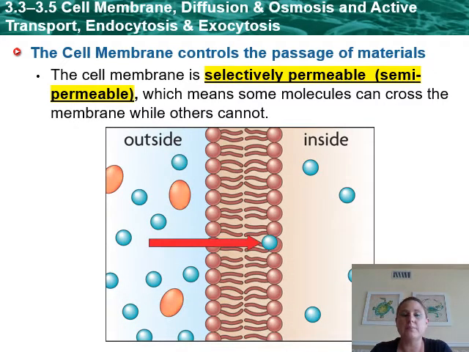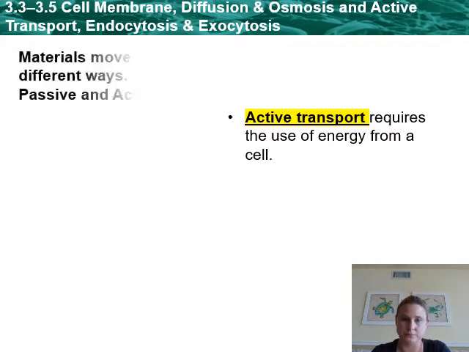We call the cell membrane selectively permeable, or sometimes they refer to it as semi-permeable, which means that some molecules can cross while others cannot. So it keeps things from crossing. It allows some things to go through, keeps other things out. This is super important for you to remember. The cell membrane is a phospholipid bilayer, and it is selectively permeable, which means it allows some things to pass through and keeps other things out.